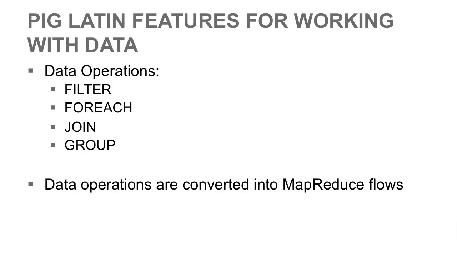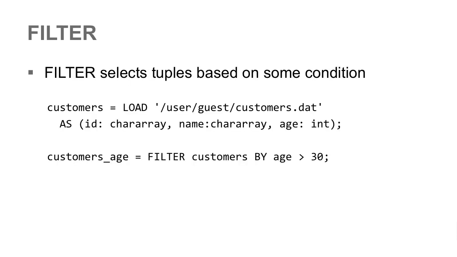In this section, we will examine the key elements of Pig Latin. We have a number of operations that work with data. We have operations that are filtering data, going through the elements of relations, joining multiple relations, grouping, and so on. When we run our programs, the data operations are converted into MapReduce flows. Let's see some of the key operations. First, there is the elementary operation for filtering. We can select tuples based on some condition.